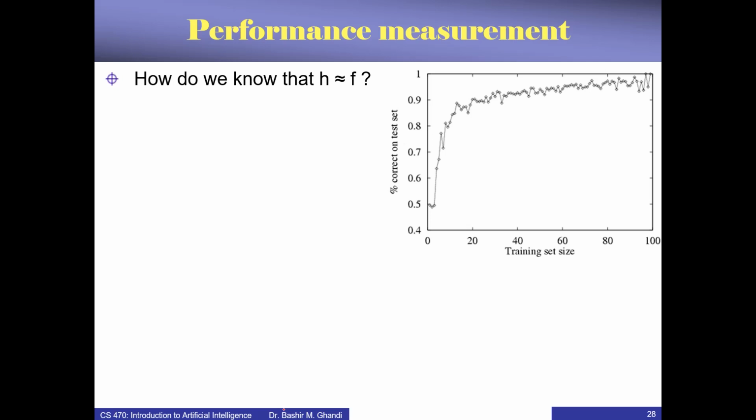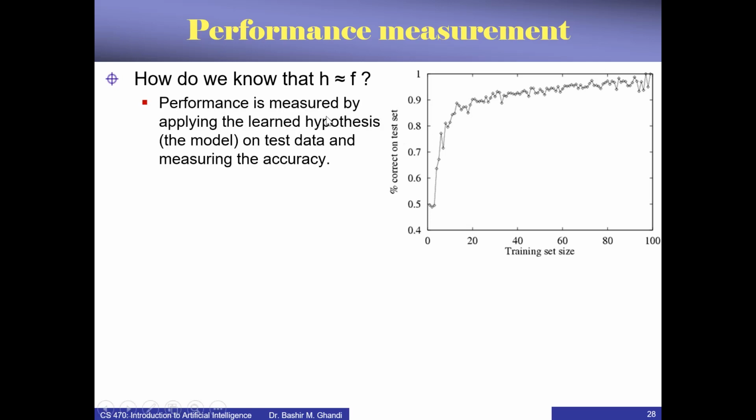So the question here is, how do we know that the H that we have generated, the hypothesis, is approximately equal to the true function? And the only way to do that actually is by experimentation. So it says here performance is measured by applying the learned hypothesis, which is the model, on test data and measuring the accuracy.